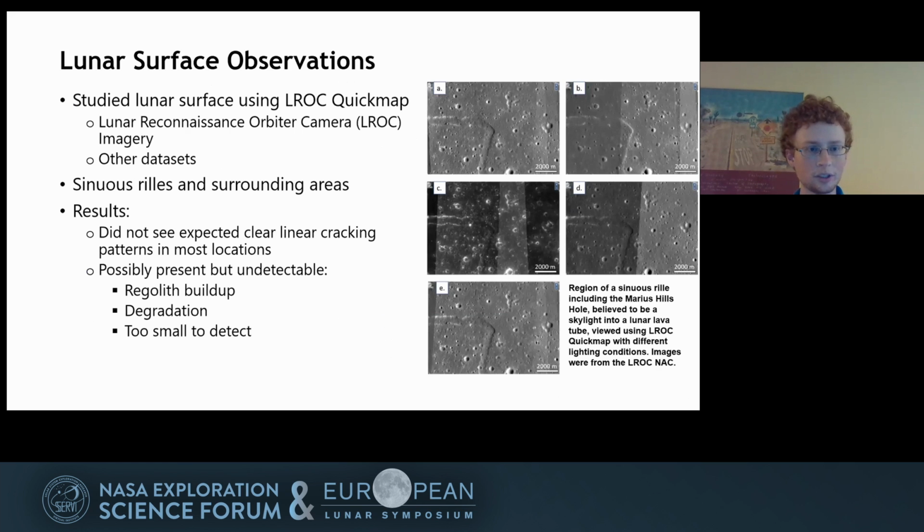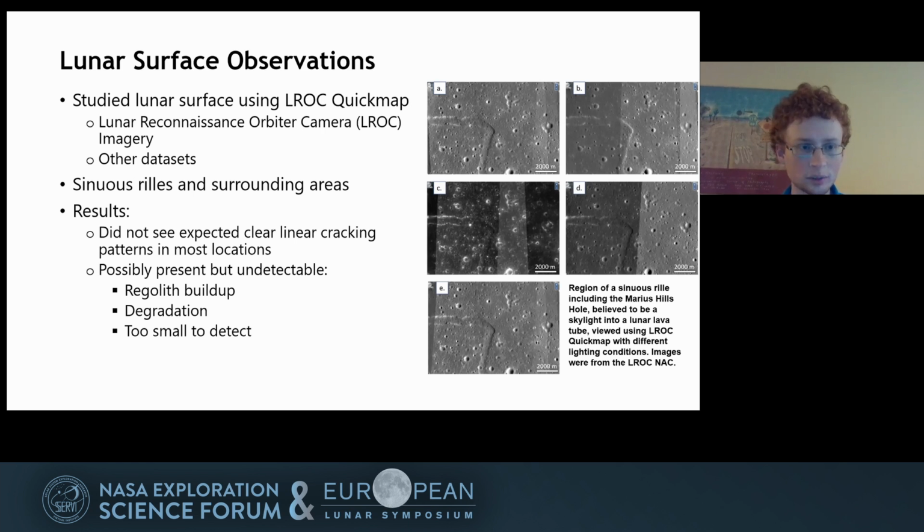As well as my modeling, I also did some observations of the lunar surface using the LROC QuickMap tool. I looked at LROC imagery and other available data sets. I studied sinuous rills and surrounding areas where I thought lava tubes might be present. The results were that in most locations, I didn't see the expected clear linear cracking patterns that I was looking for. It's possible they were present but undetectable due to regolith buildup, degradation over time, or just that they were too small to detect in this imagery.